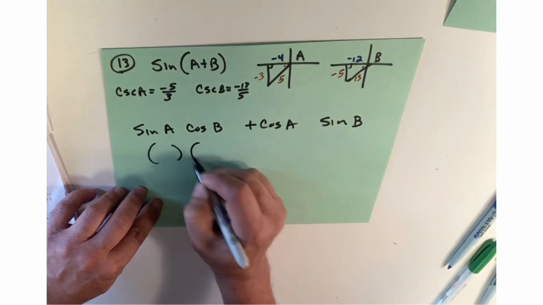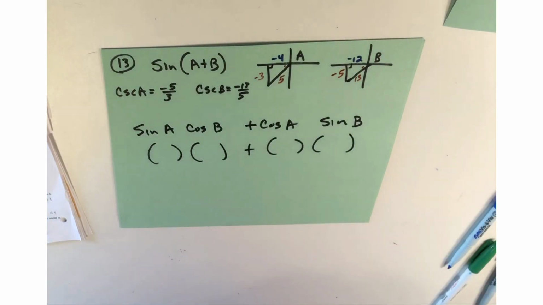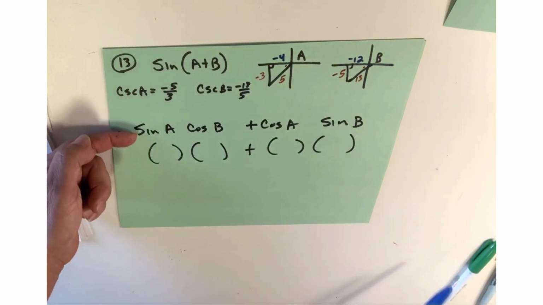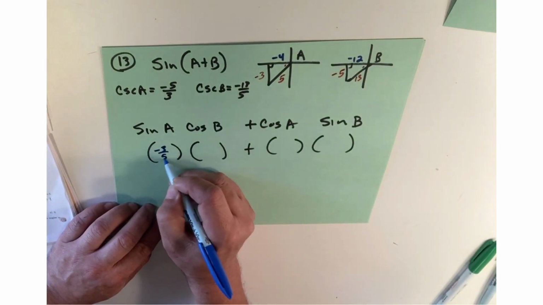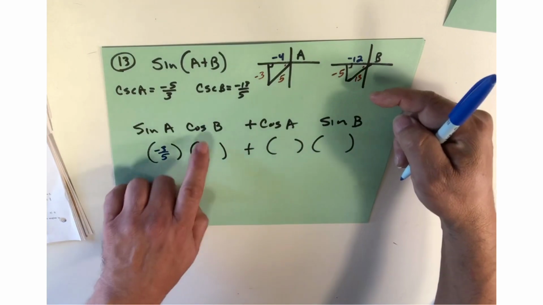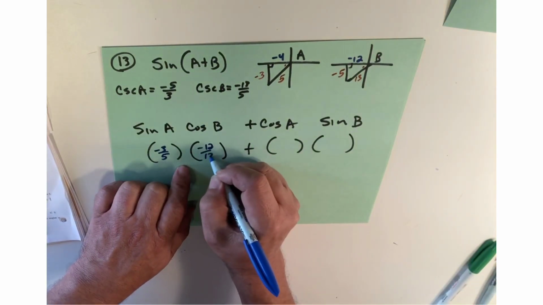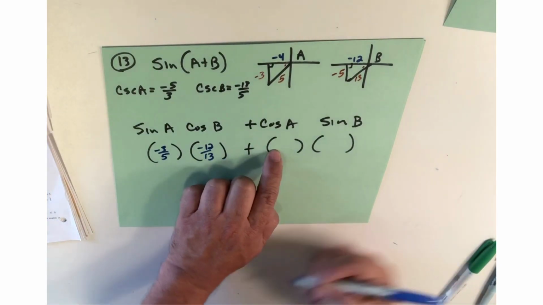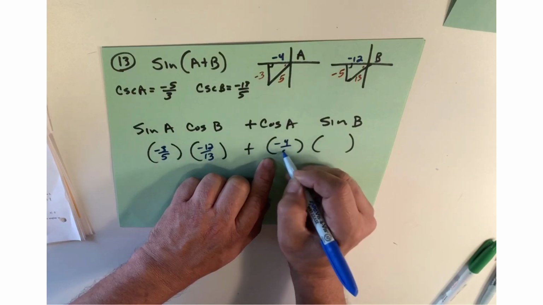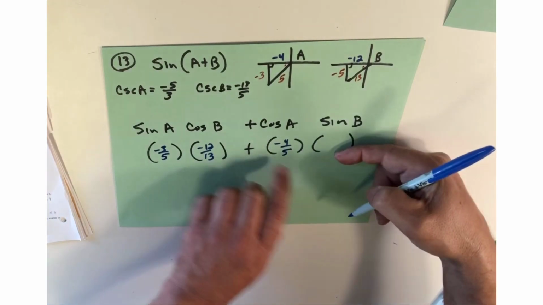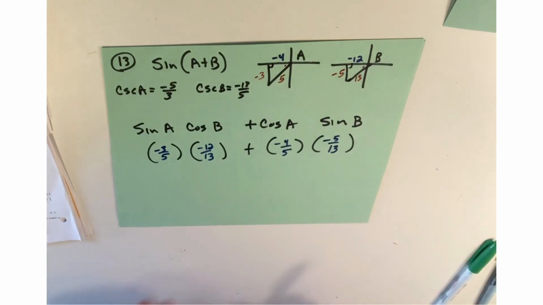Now I'm going to put my parentheses here, and all I got to do is go get their values and substitute it in. For example, the sine of A is opposite over hypotenuse, negative 3 over 5. The cosine of B is adjacent over hypotenuse, negative 12 over 13. The cosine of A is adjacent over hypotenuse, so negative 4 over 5. The sine of B is opposite over hypotenuse, which is negative 5 over 13.